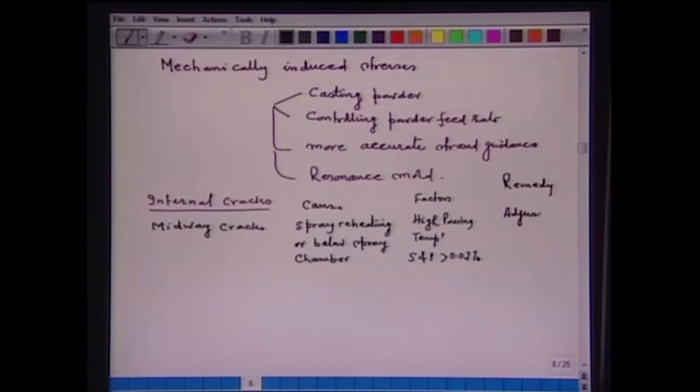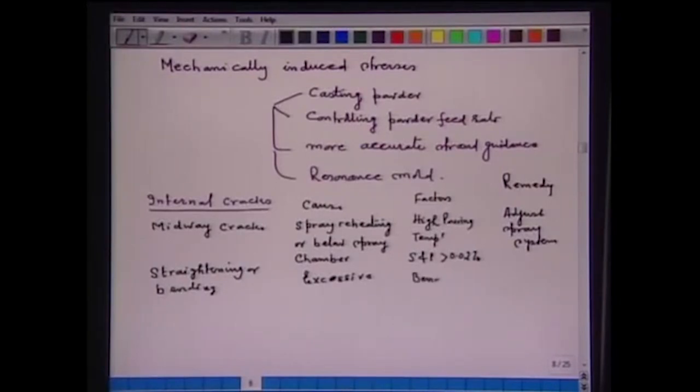Adjust the spray system to minimize reheating, or lower the pouring temperature. If you see, for example, a straightening or bending crack, this may be caused due to excessive deformation near the solidification front due to straightening or bending. The influencing factor is the bending on liquid center, and the remedy could be lower casting speed.